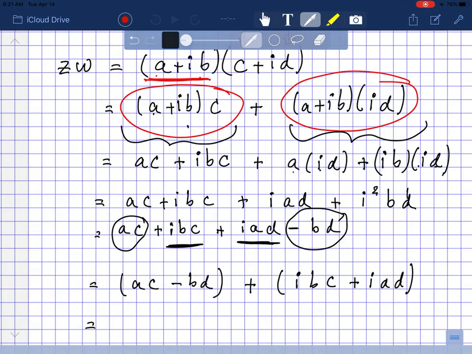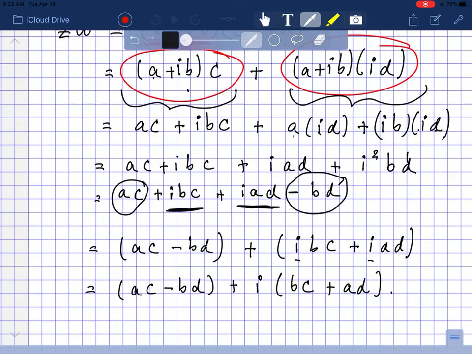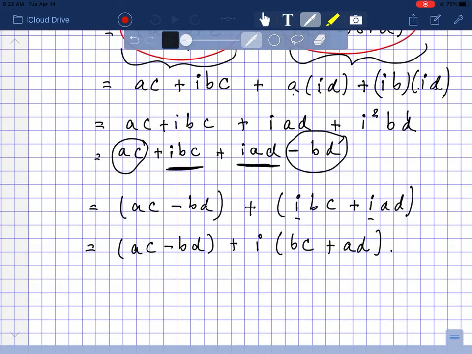And now what I can do, I have i sitting here and here. This is a common factor to these two terms, so I can pull it out. I can redistribute, and when I do, I get the following. And that is how you multiply two complex numbers together. Okay? Notice this is the real part. And this is the imaginary part.